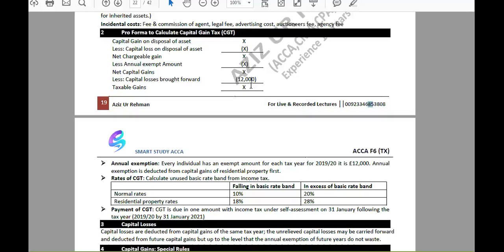The treatment is very simple. We will add both years' capital losses, that's it, and deduct it from the third year. If in year 1 you have net loss, and in the next year you once again have loss, you will add losses of both years and you will deduct it from the third year.